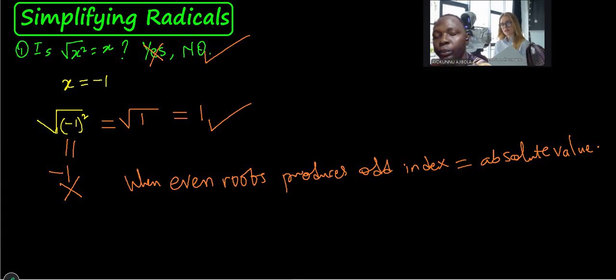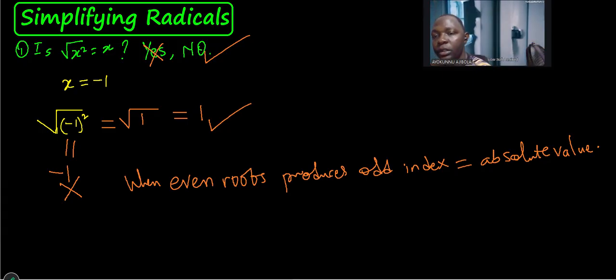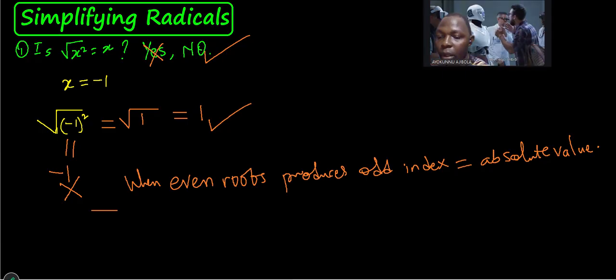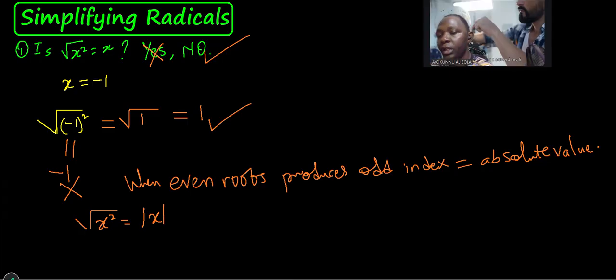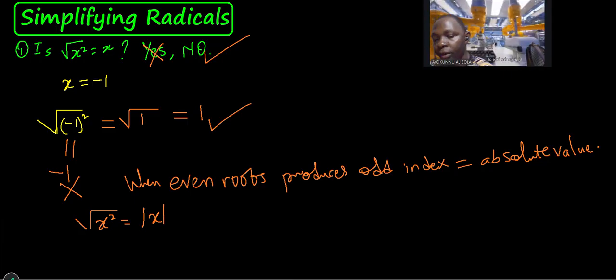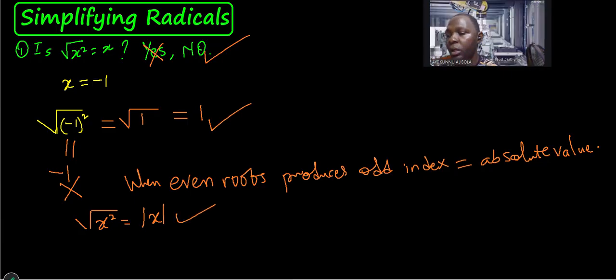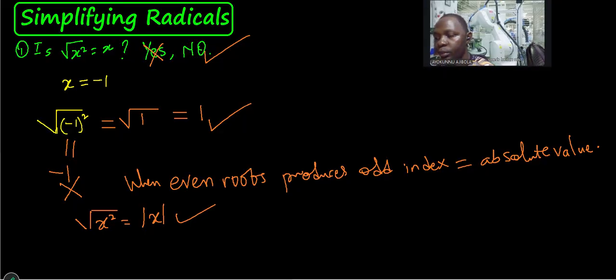Yes. So that means instead of saying root of x squared equals x, we can say it's equal to the absolute value of x. So with that, even if x is negative, it's going to cater for whatever is under the root.